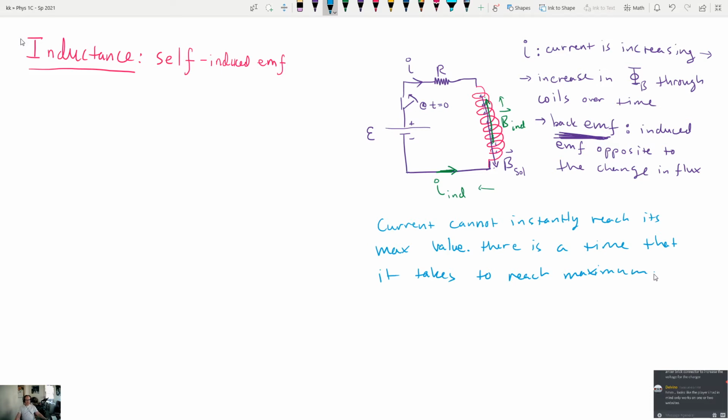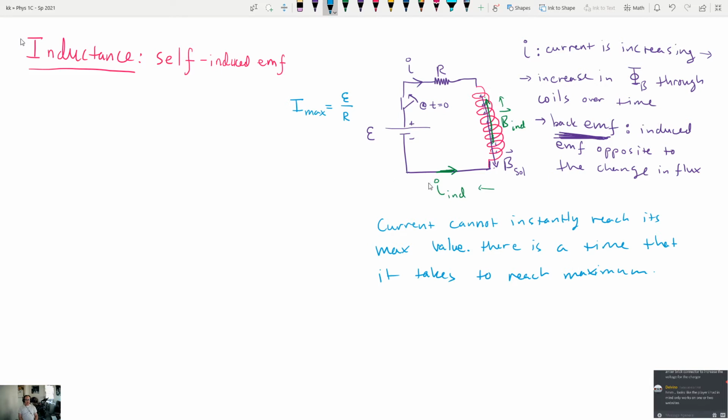So the current cannot instantly release its max value. In this circuit, what would the current max value be? E over R, exactly. The EMF divided by the resistance of the circuit. So it's going to take time for the circuit to actually reach a maximum value. And how long it takes is going to be related, I think, to R over L or something like that. But I haven't said what L is yet, sorry. The point is, it's going to take time.